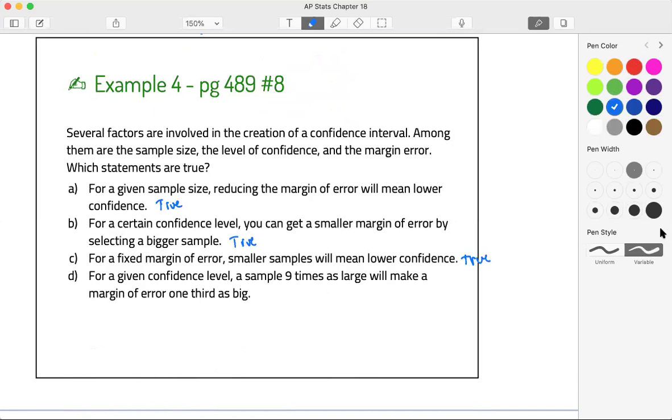And D, for a given confidence level, a sample 9 times as large will make a margin of error 1/3 as big. This is true. The margin of error decreases as the square root of the sample size increases. Remember the interval is p hat plus or minus the margin of error, and that margin of error is a number times my standard error, the square root of p hat q hat over n. For this last one, if you plugged in 9, you're going to get the square root of 1/9, which is 1/3. So that's why you get that. And that is the end of part 1.